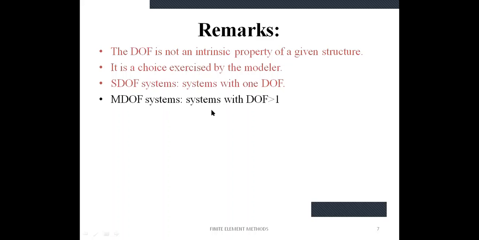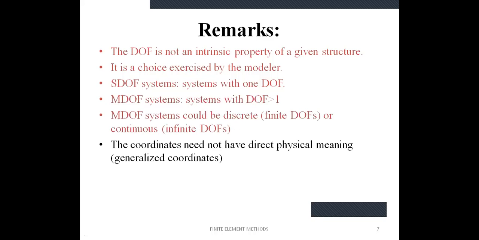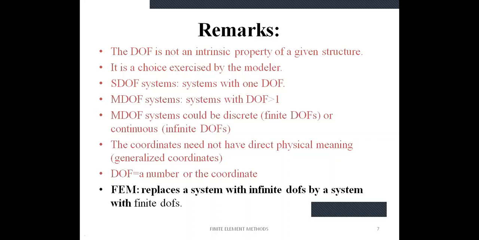So a system with degrees of freedom greater than 1, we call MDOF. An MDOF system could be discrete or continuous. If it is discrete, it has a finite number of degrees of freedom. If it is continuous, it may have an infinite number of degrees of freedom. The coordinates need not have direct physical meaning; we call them generalized coordinates. The degrees of freedom equal the number of coordinates required.